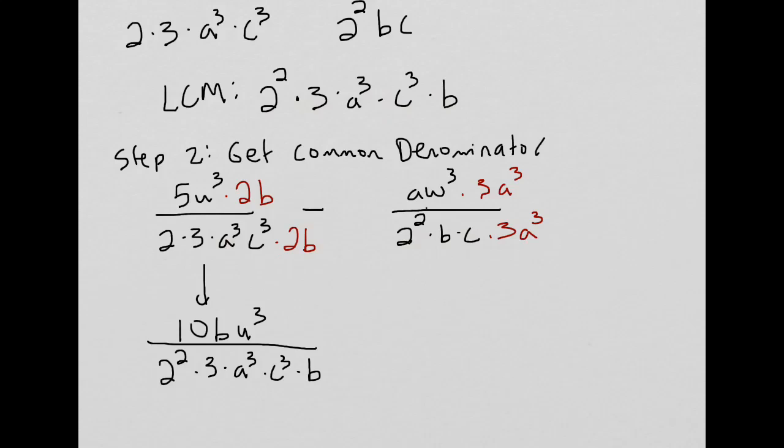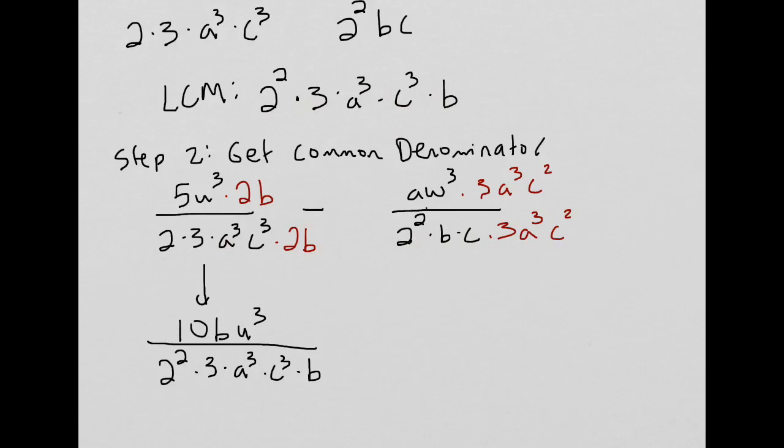And then you'll notice that my fraction does have a c on the bottom. But what I need is c to the third. So I'm missing two factors of c. So I'm going to multiply top and bottom by c squared. And I think that will do it.